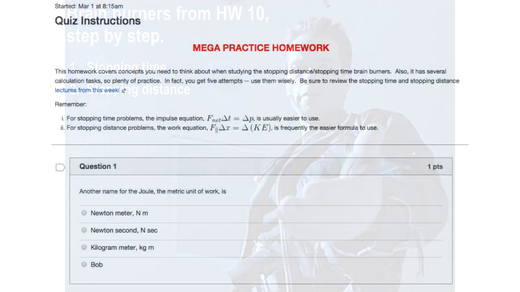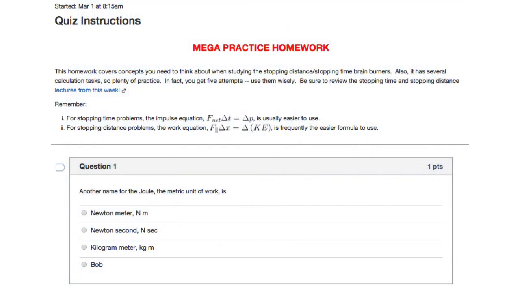All right, now here's the intro to the mega practice homework. I gave you some tips. Remember to use the impulse formula. Remember to use the stopping distance or the work formula. By the way, I'm going to give you an extension on this homework, and I'm going to give you two more attempts as well. I just saw somebody up front go, yay. So I'll extend it until Thursday morning.